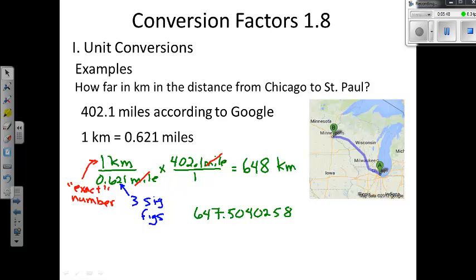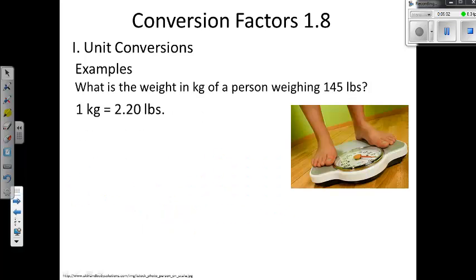I'm pretty sure that I need to use 402.1 and 0.621, but should I multiply them? Should I divide them? Dimensional analysis is a way to give me help on that, give me insight into that.